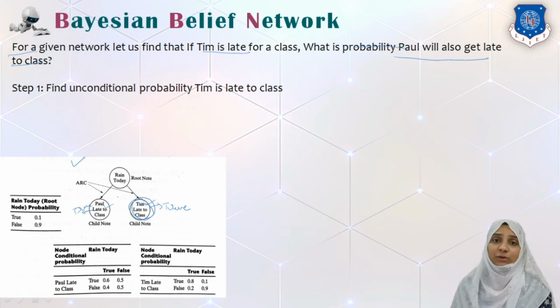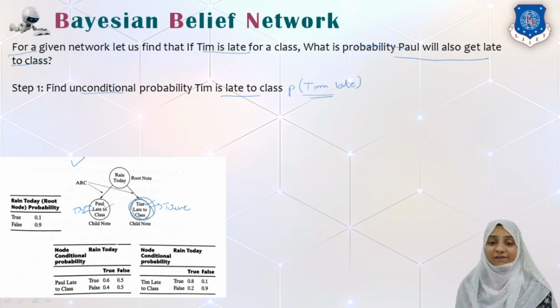So how are we going to answer this question: if Tim is getting late for a class today, that is, given that Tim is late today, what is the probability that Paul will also get late, given a network and a set of probabilities? First of all, we are going to find out the unconditional probability of Tim getting late to a class. That means we are going to find out that today Tim is late.